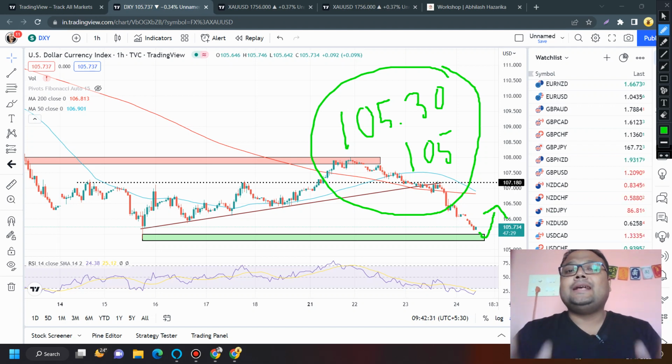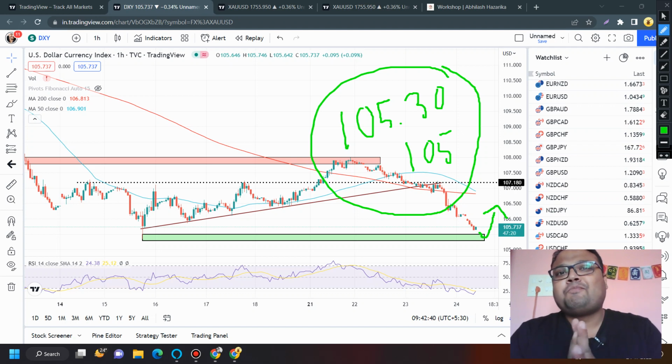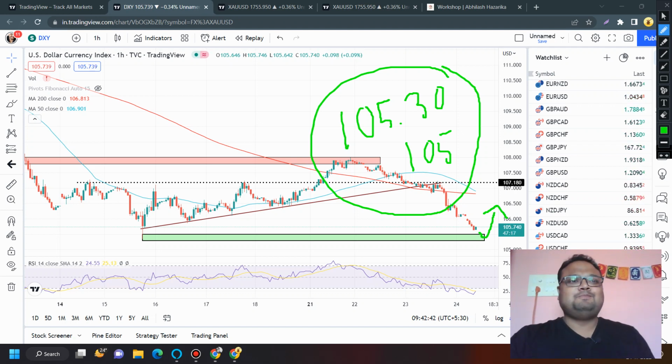So do not go against the trend of the market. If possible, try to keep one eye on the chart of DXY, because from today, for the next coming days, DXY will play a big role.